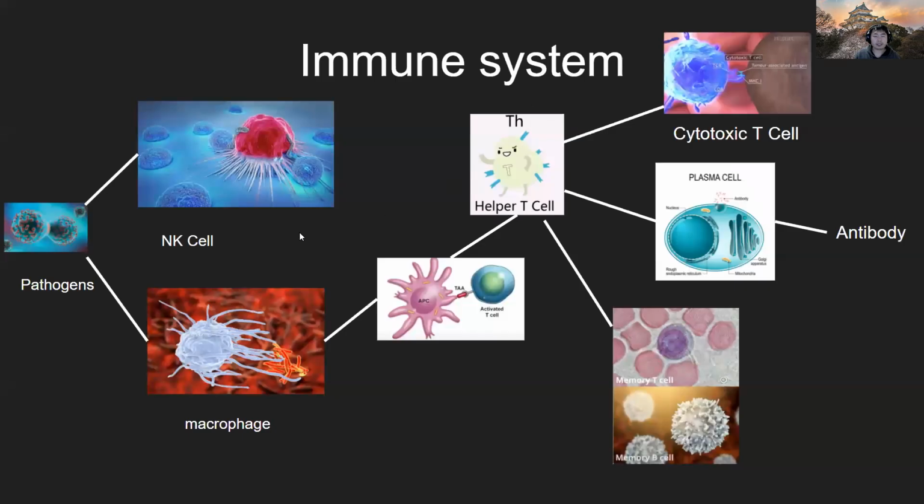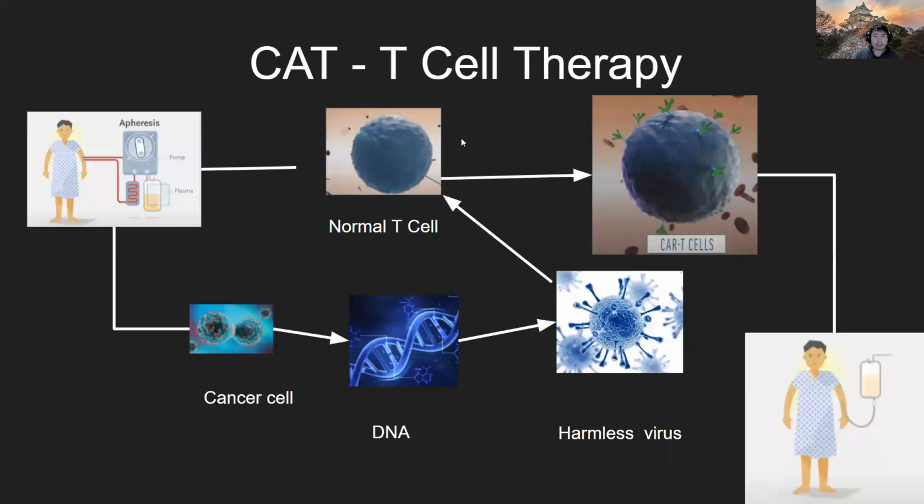So how about our cancer cell? With cancer cell, either our NK cell or our macrophage cannot identify it as a bad guy, because the cancer cell protects itself too well. So what we can do is help our T cell to understand, hey, this cancer is a bad guy. We need to get rid of it. So next, this is how CAR T cell therapy works.